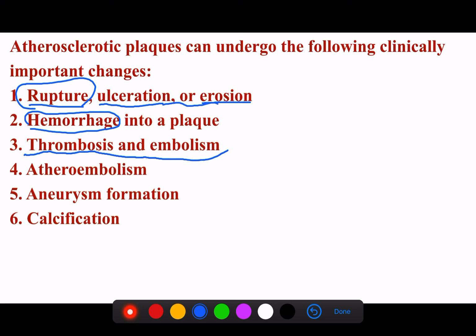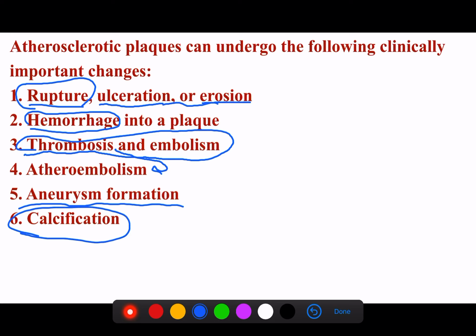may cause thrombus formation. Thrombus formation and dislocation cause thromboembolism. Also, weakening of the wall causes aneurysm formation. If the atherosclerosis stays chronically, it becomes calcified, and calcification formation.